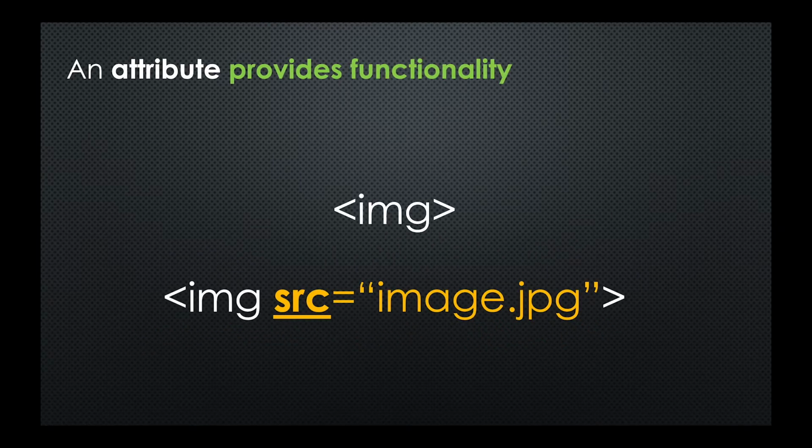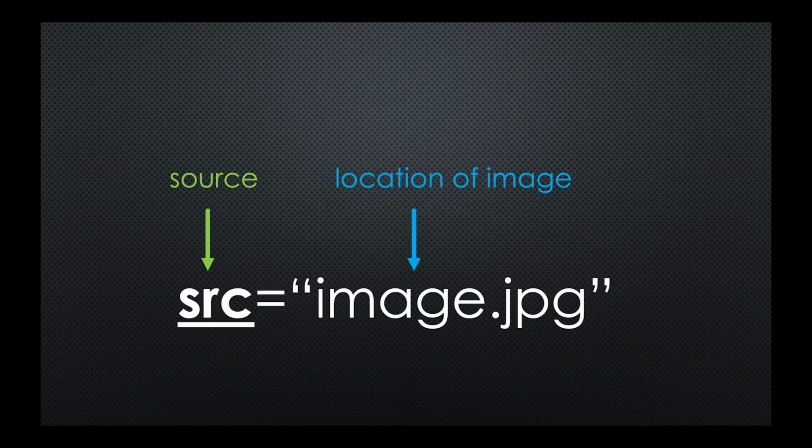For an attribute that provides functionality, the best example will be images. Images won't work if they don't have an attribute called source. In this case, the attribute source, or src, requires the location of the image, and the image needs to be typed correctly with the correct extension.